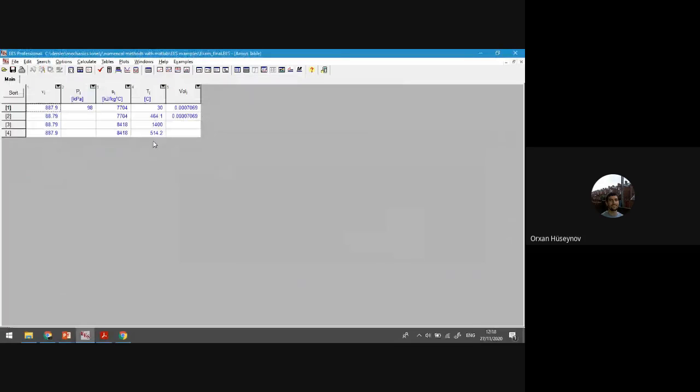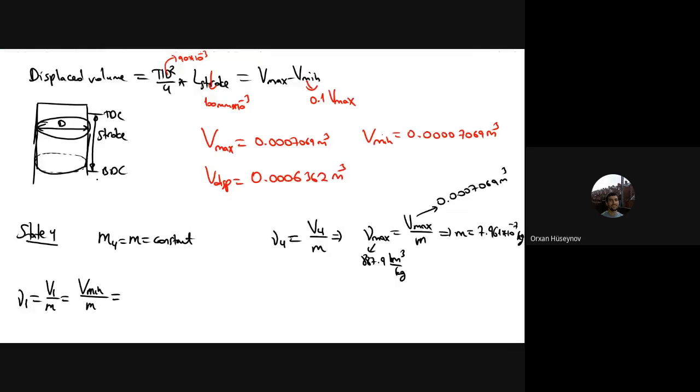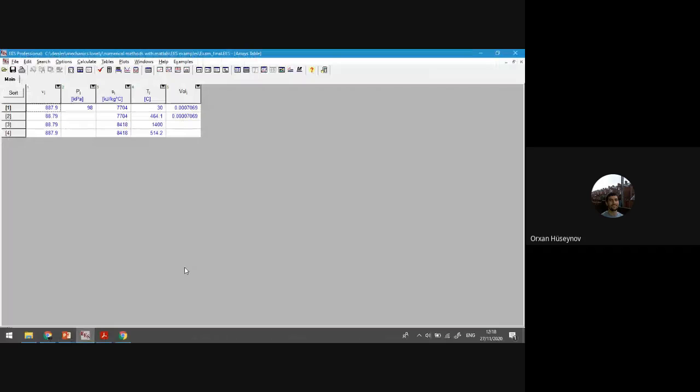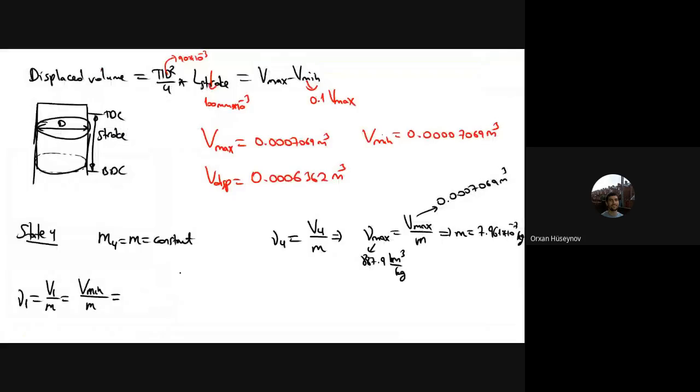Therefore you can find nu 1. Write the values and then divide. The minimum volume will be 0.000709 meters cubed, divided by the mass, 7.6961 times 10 to the negative 7. This will be 88.79 meter cubed per kilogram.